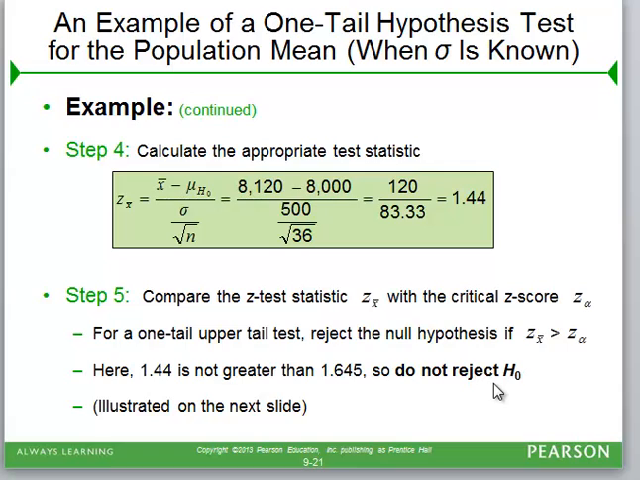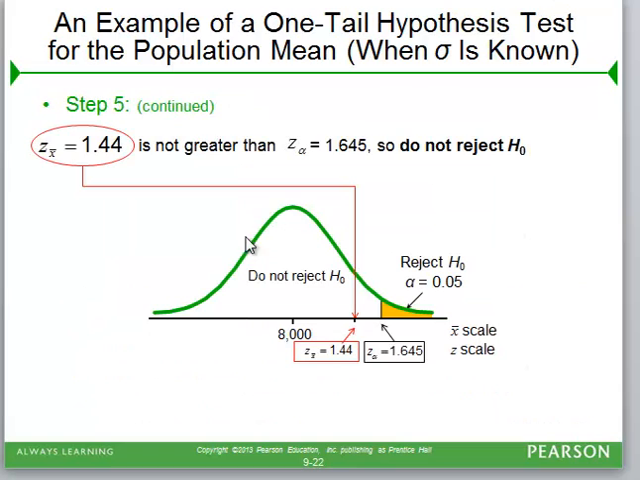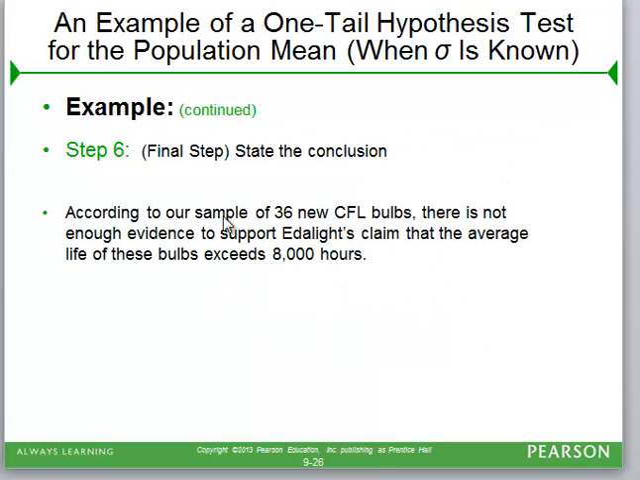See, the test statistic, the z-value for the sample mean, 1.44, is less than the critical value 1.64, so we do not reject the null hypothesis. So, last step, state a conclusion. We're going to draw a conclusion based on our testing, our sample evidence and the probability theory.